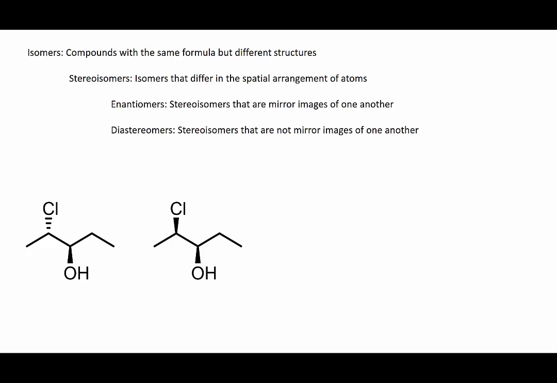So let's look at an example where we have two stereocenters in a compound. If we are comparing these two compounds, you should notice that we go from a dash to a wedge, but from a wedge to a wedge. So what has happened here is these compounds are no longer mirror images of each other. They are chiral, but because only one of the stereocenters changed, these two will be diastereomers.